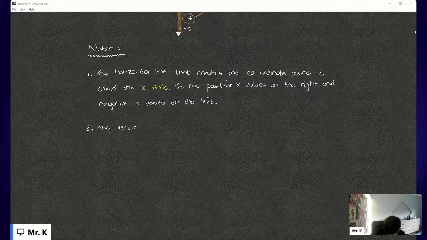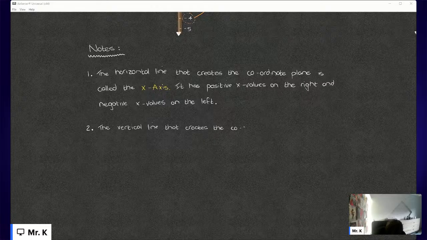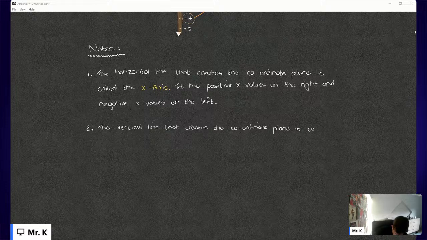So the vertical line that creates the coordinate plane is called the y-axis. Okay, it's called the y-axis.